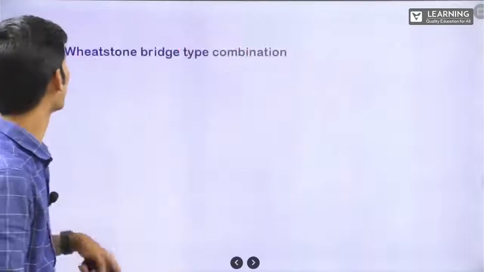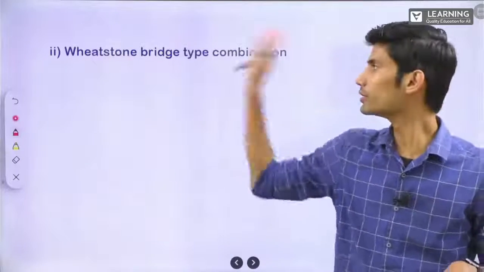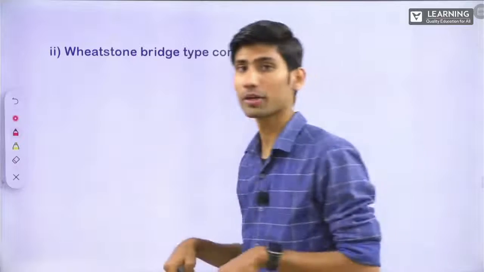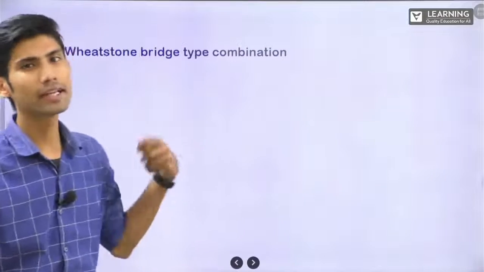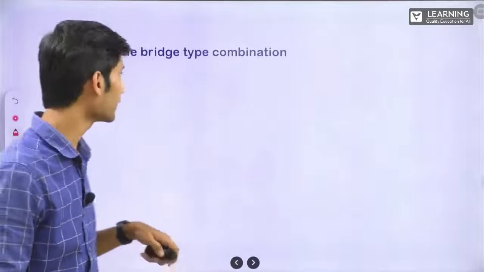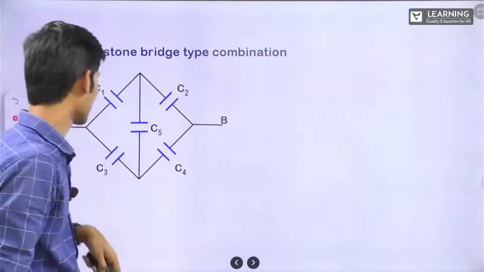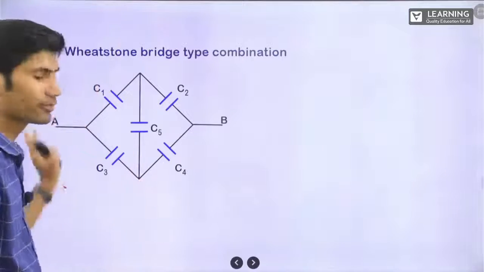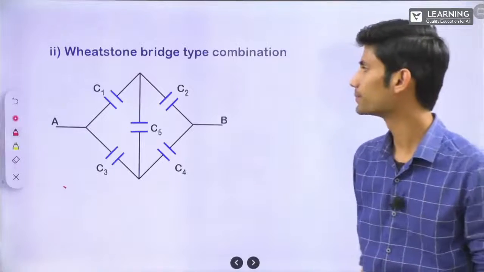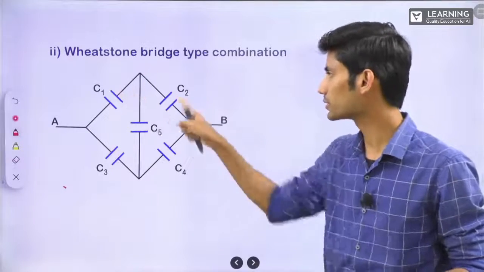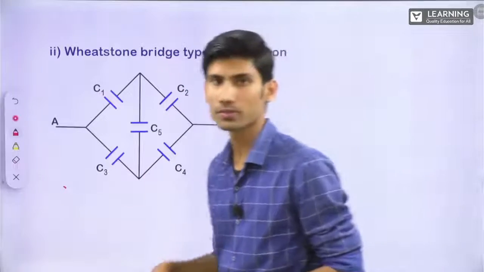Next, Wheatstone bridge type combination. So I hope you understood potential type. Now second is Wheatstone bridge type combination. What is Wheatstone bridge? You will study this in detail in your electricity chapter. Here also I'll explain to you. Not a problem. See here, this kind of combination, can you make out whether it is series or parallel? No, right? This, then this comes in middle, then this, then again this wire comes in middle, then this. How to do this?